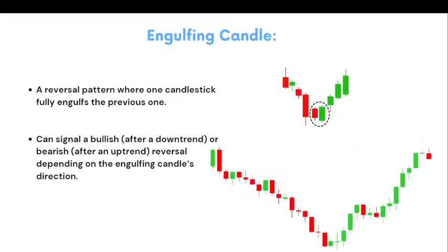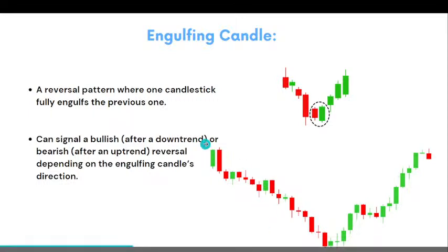All right. So moving forward, what other thing do we have here? Here we have the engulfing candle. This is one of my favorite candles. All right. An engulfing candle is a reversal pattern where one candlestick engulfs the previous one. Remember what I told you guys? It is not just the candle that formed, but the location where it formed matters a lot.